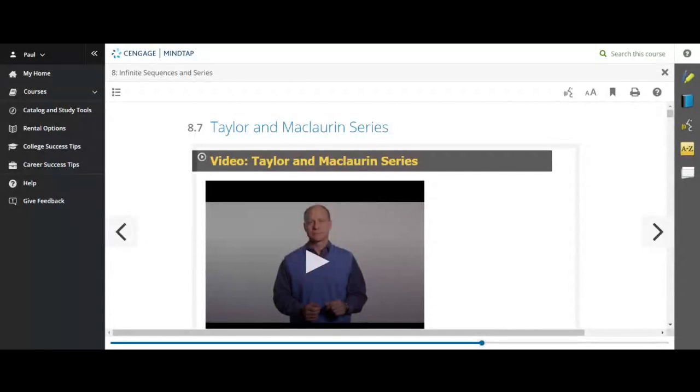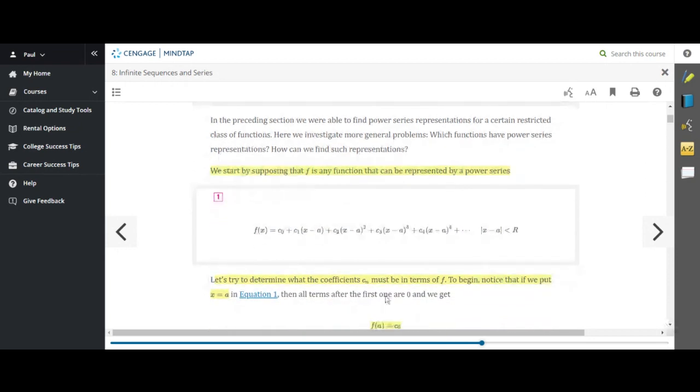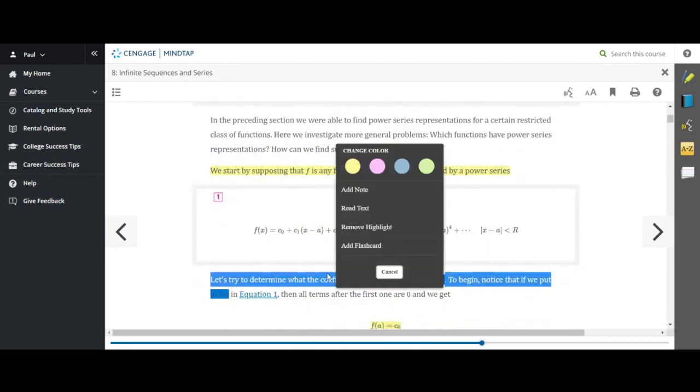Okay, so I want to just show you, there's a formula for these series, and I want to show you how they get the formula. Let me just kind of remove a little bit of the highlighting here.